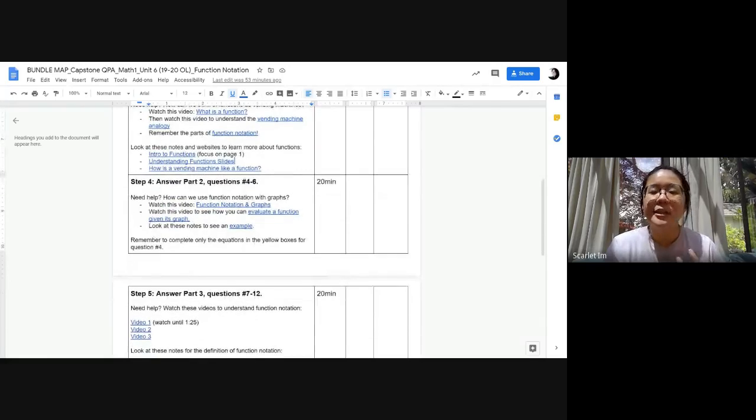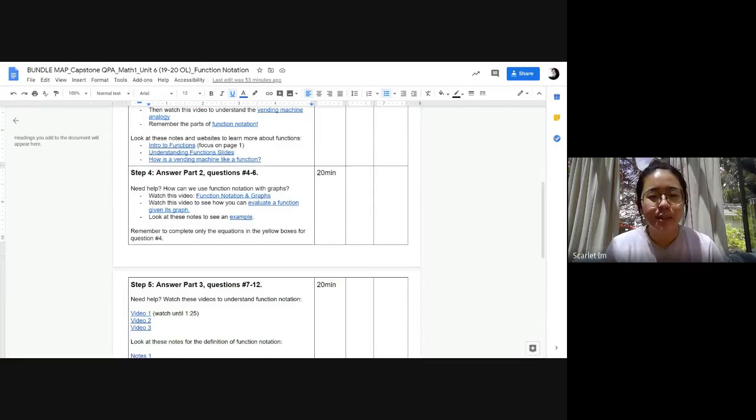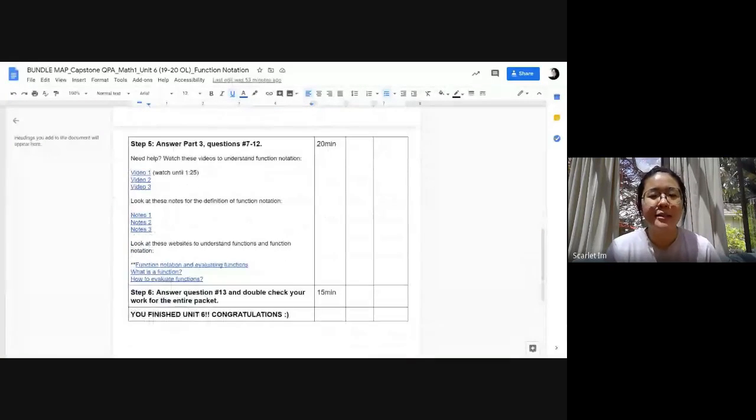So step 4 is answering part 2. I have notes here as well. And then part 3, it's a review of Mini QPA 1. So I have the same resources there. So if you're still a little uncomfortable with Mini QPA 1, you want to click through these links again. And then you want to answer question number 13, and then you're done. You're done with Unit 6. Congratulations. You are done with the school year.